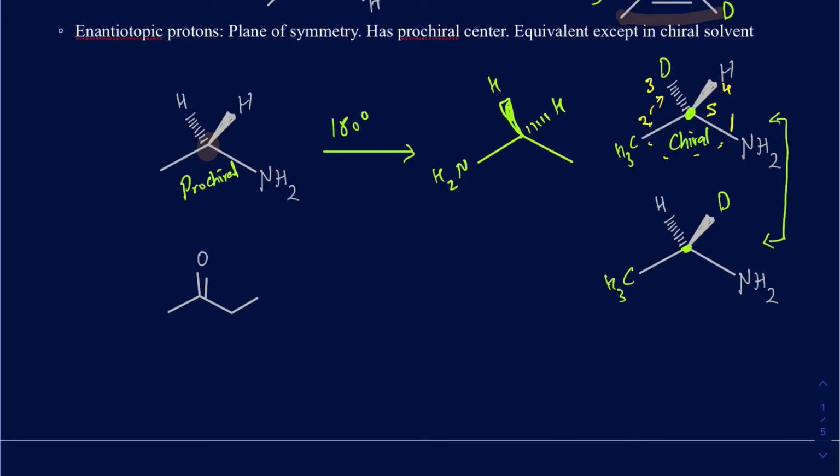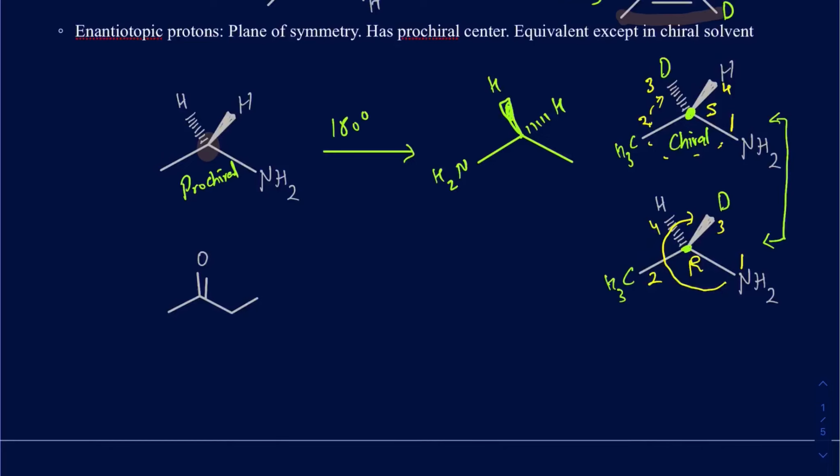When you do the second one, we have 1 here, 2 here, 3 here, and 4 here. In this case you don't have to flip anything, because your lowest priority group is already going back into the page. So when you follow 1 to 2 to 3 in a circle, it's going clockwise, so that's an R. One of them is an S and the other one is an R, which means they are enantiomers of one another.